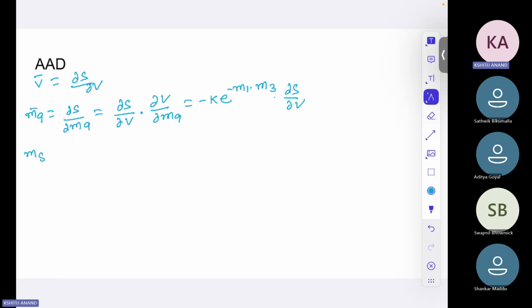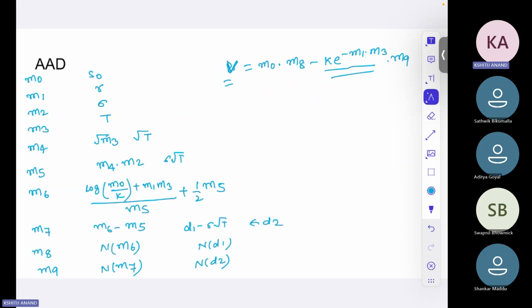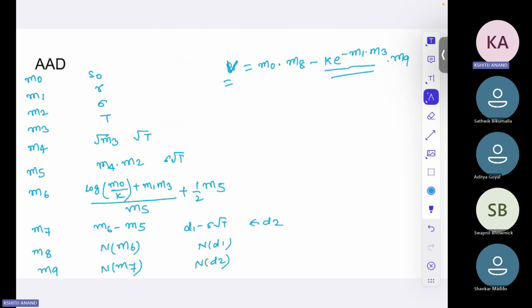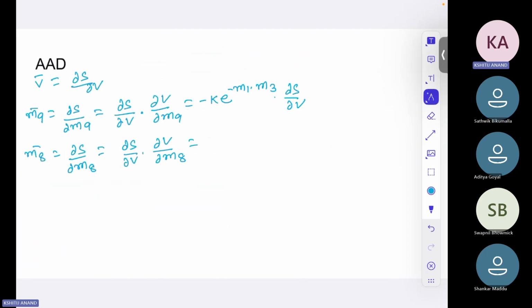Now let us write m8 bar. M8 bar will be ds divided by d of m8, right? Now what is m8? M8 is n of m6. Where does m8 appear? M8 appears as an input in v again. So we can write it as ds by dv into dv by dm8. Again, can anyone tell what is dv divided by dm8? M naught. So it would be m naught into ds by dv. Again, ds by dv will be 1 in your code.